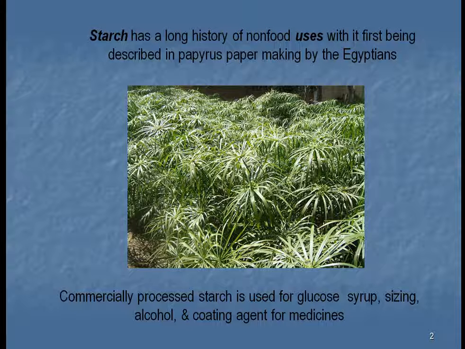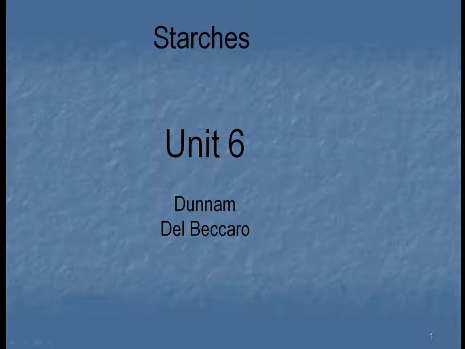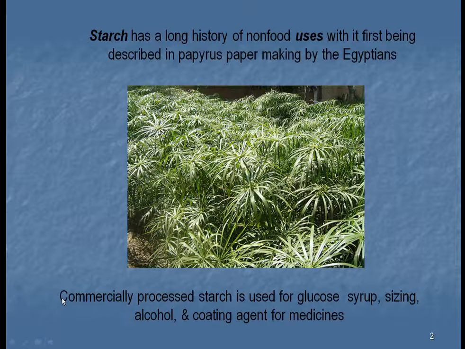Welcome to Unit 6, all about starches. In this particular chapter, we're going to look at starches in many different forms to see how humans interact with them. Starches involve more than just food. Some of the earliest, you can see Egyptians still making paper out of papyrus. Starch is used for many other things, as we're going to find out later on in this unit.